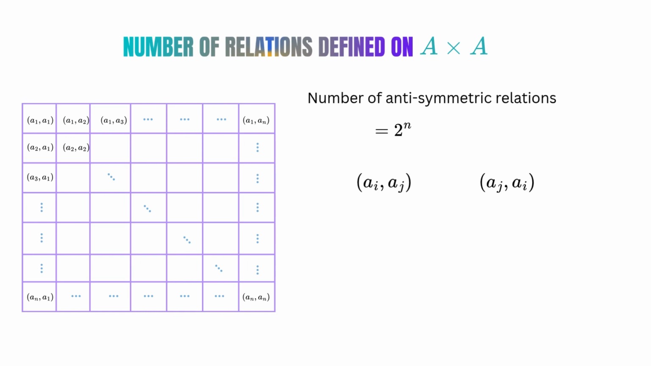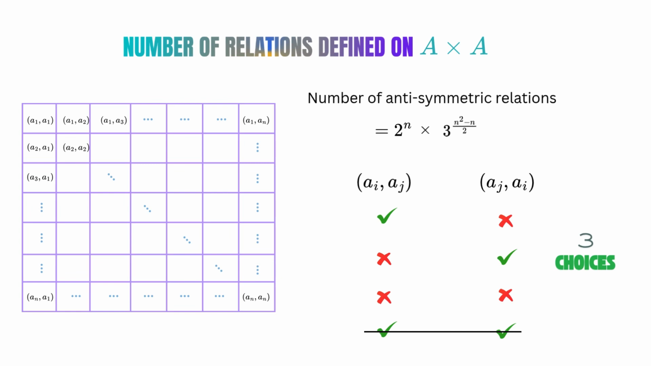For each such pair, we consider the 4 possibilities. Include (ai, aj) only. Include (aj, ai) only. Include neither. Include both, but we cannot include both, because that would violate anti-symmetry. So eliminate the 4th choice where both are included. So for each unordered pair, we have 3 valid choices. Total choices for off-diagonal elements are 3 raised to the power (n square minus n) by 2.